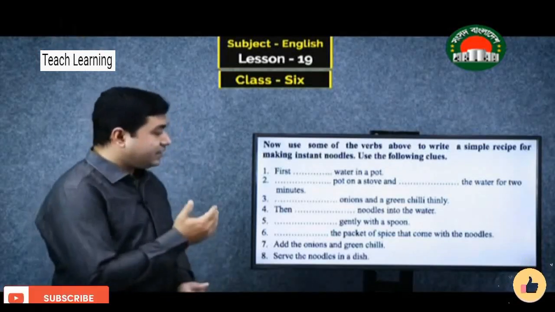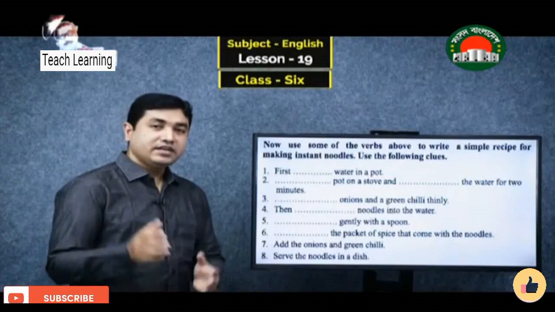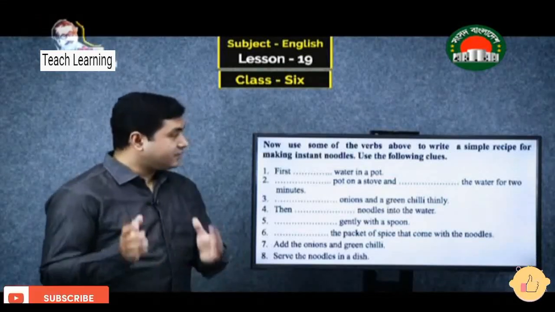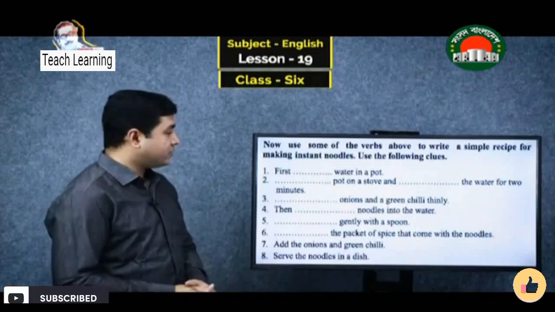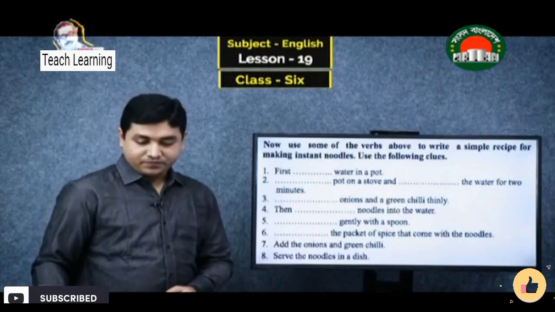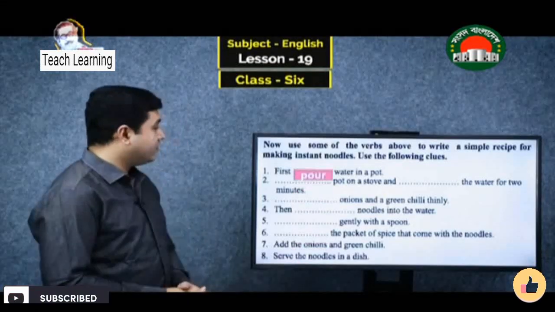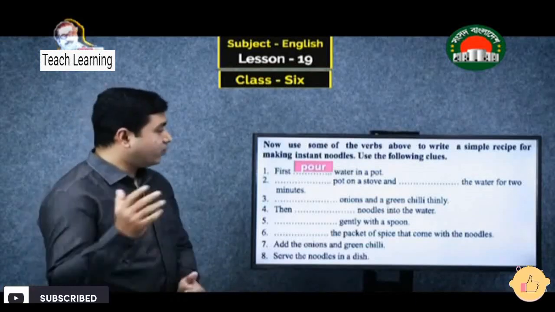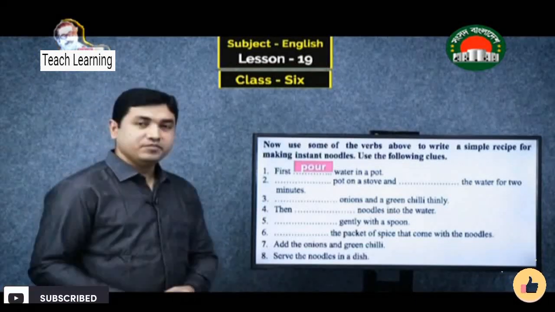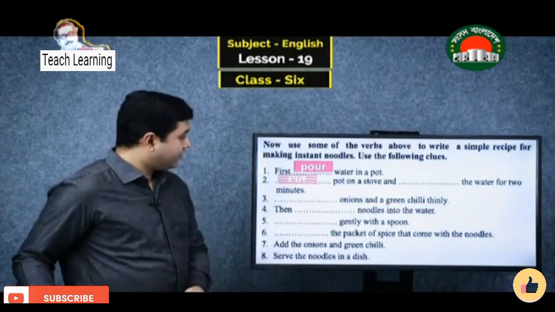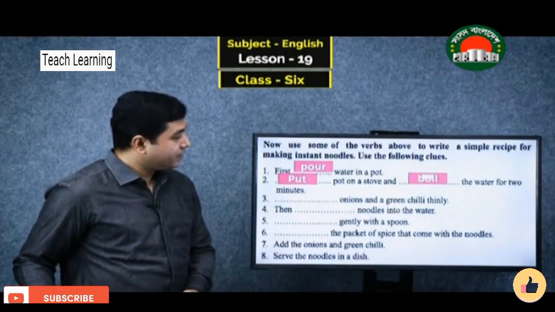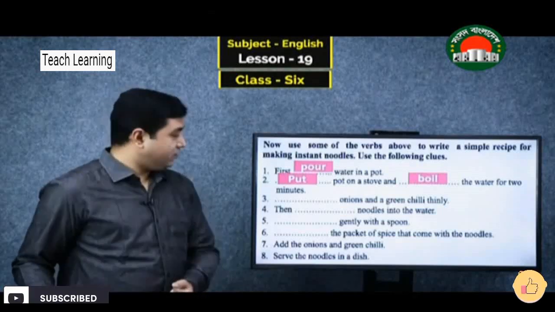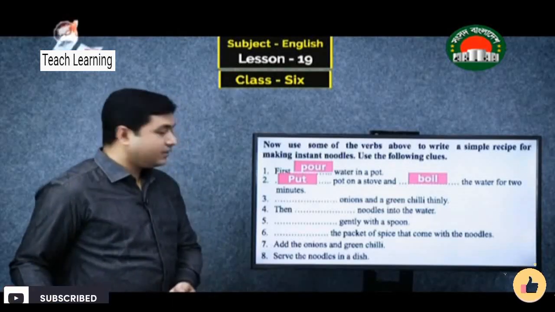So, in this text, you can see that it is instructed how to make instant noodles. So, let's see the answer. First, pour water in a pot. Second, put pot on a stove and boil the water for 2 minutes.